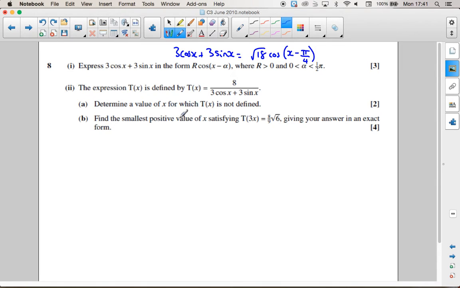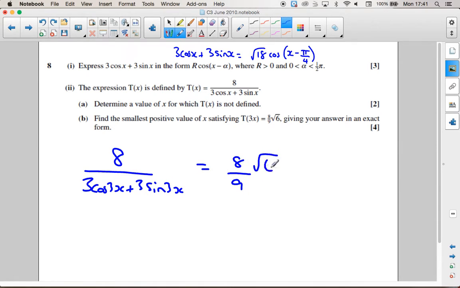Part B wants us to solve this and find the smallest positive value of x that satisfies it. So you can see that they've swapped the x for a 3x. So I'm going to do the same thing but for the function. So we've got 8 over 3 cos 3x plus 3 sine 3x equals 8/9 root 6.